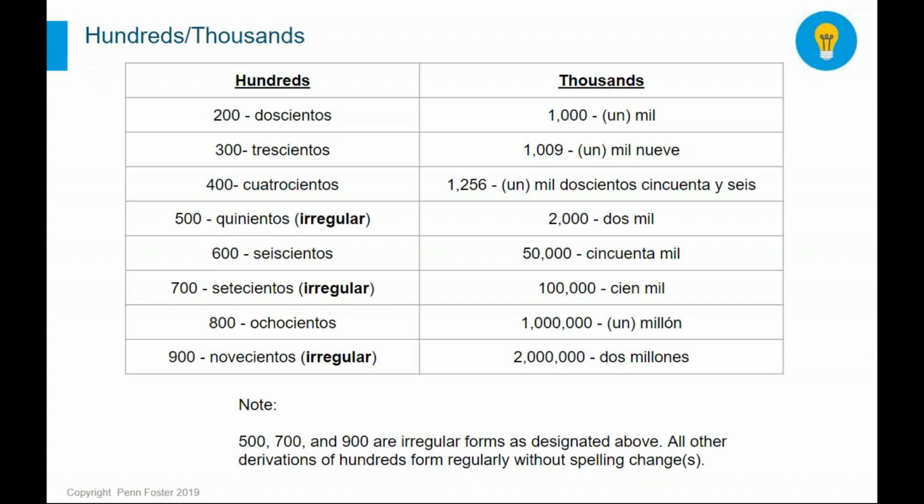And on the left side, most of those hundreds are what we consider regular, where you take the 2, 3, 4, 6, and 8, and add it to the word cientos, the plural of 100. So 200, simply doscientos. However, 500, 700, and 900 are irregular, and you can tell that in the spelling. So it's not cinco cientos, it's not siete cientos, it's not nueve cientos. Some slight spelling changes for those three. So those are three key ones to keep in mind as you go through your program.